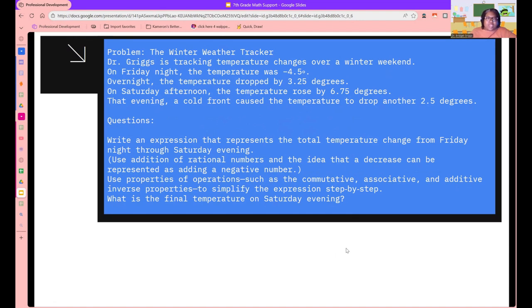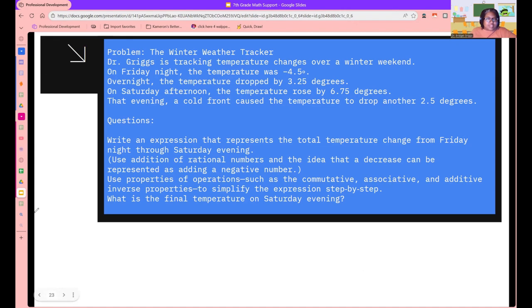Now, what we're having to do here is write an expression that represents the total temperature change from Friday night through Saturday evening. We're going to use addition of rational numbers and the idea that a decrease can be represented as adding a negative number. We're going to use properties of operations such as the commutative, associative, and additive inverse properties to simplify the expression step by step. Finally, we're going to figure out what is the final temperature on Saturday evening.